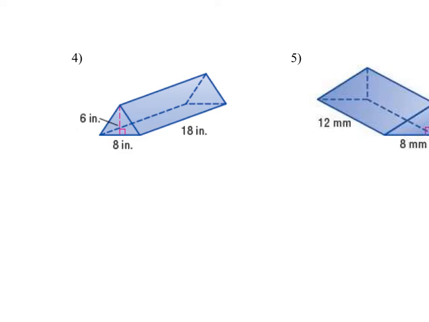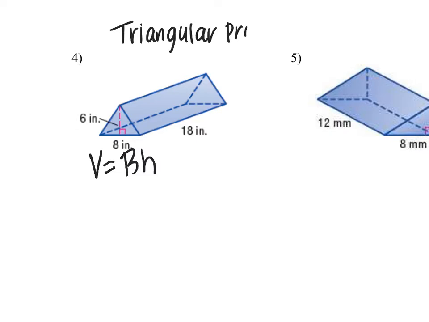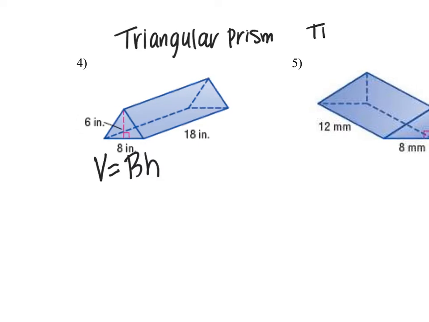Okay, so our volume formula off of our formula chart is big B times H. And if you look on our formula chart, since we're talking about triangular prisms, they have an area formula for a triangle. It's 1/2 BH. Most of y'all have it memorized as base times height divided by 2. Either will work.